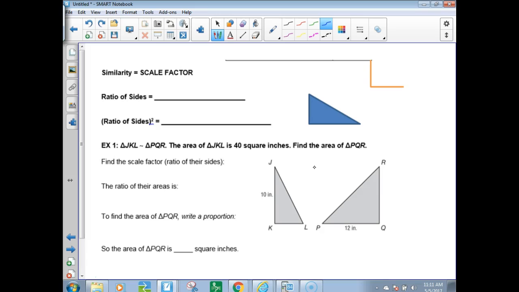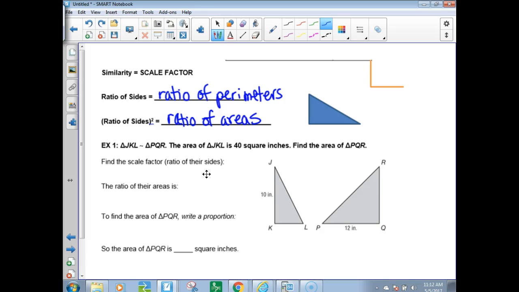So the ratio of the sides is going to be A to B. The ratio of the sides squared is the ratio of the areas. Oh, and I'm sorry, I probably shouldn't write A to B here. Let's change that to perimeters. The ratio of the sides equals the ratio of the perimeters. They are the same. The ratio of the sides squared gives you the ratio of the areas. This applies to similar triangles and all similar figures.